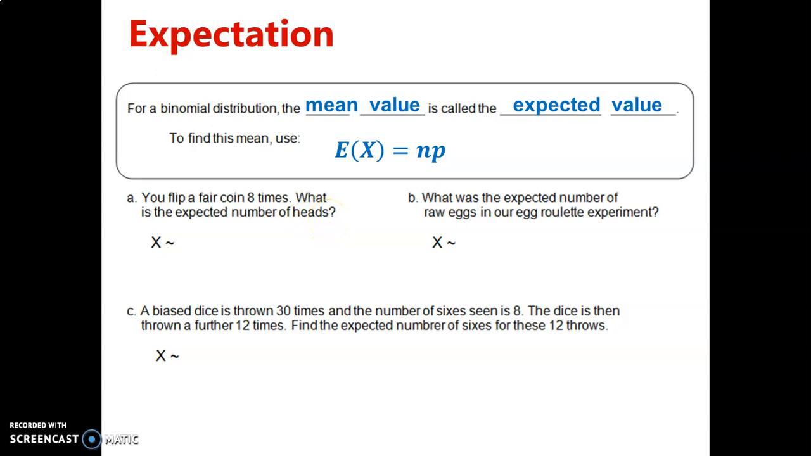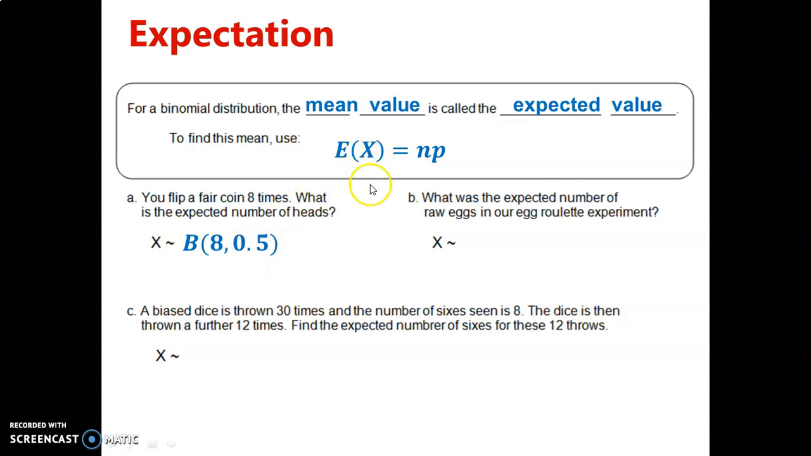Well, you might be able to, just using logic, give the answer here. But let's see if the formula produces that same answer. So first, before solving it using the formula, let's write the binomial distribution. Remember that we said random variable x is distributed binomially with number of trials 8, because we're doing 8 coin flips, and the probability of a head is 0.5. So again, number of trials and probability.